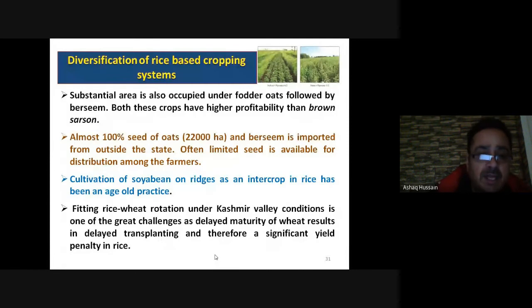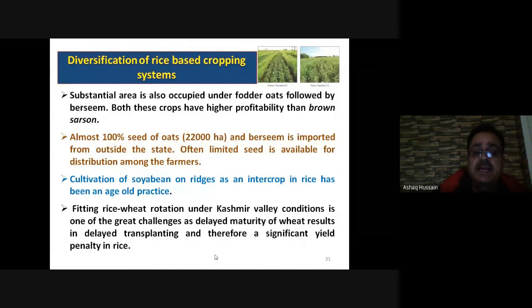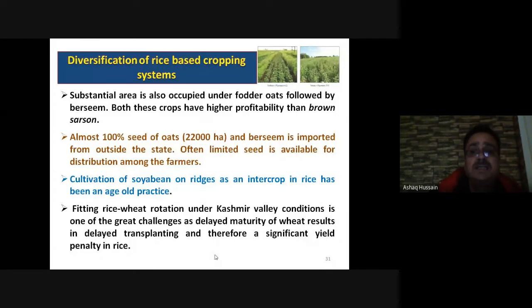additional protein. And then the rice-wheat cropping system is always desired by scientists and farmers, but the late maturity of wheat results in a delay in the transplanting of rice, and only a small area exists as rice-wheat rotation. But once we breed a variety of wheat that can mature by the end of May or first week of June, then we will be able to introduce rice-wheat rotation on a larger scale under Kashmir Valley conditions.